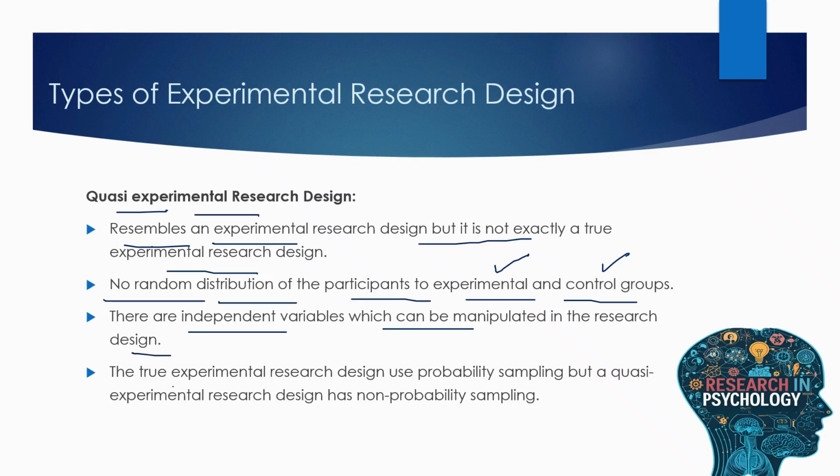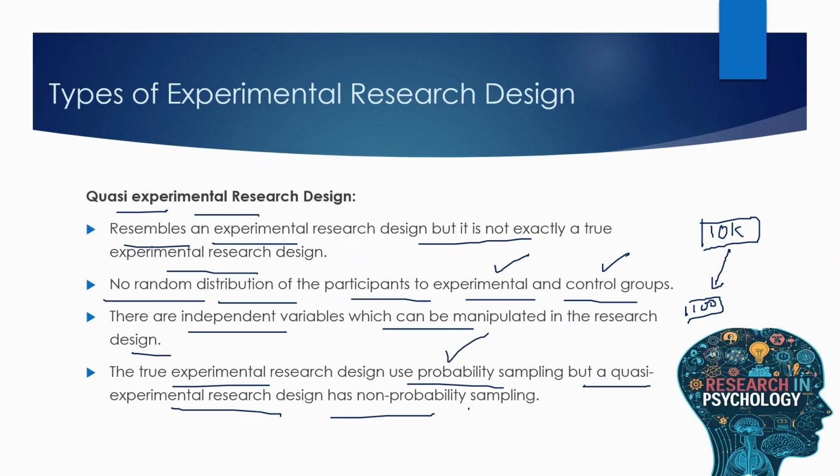Okay, the true experimental research design uses probability sampling, but a quasi-experimental research design has no probability sampling. This means in probability sampling, each of the people in this population of 10,000 have equal probability of being selected into this sample. Okay, in non-probability sampling, you are choosing 100 people as per your wish. There is no random sampling. Everyone does not have an equal chance to be in this 100. Okay, so in true experimental research design, we use probability sampling. In quasi-experimental, we are using non-probability sampling.